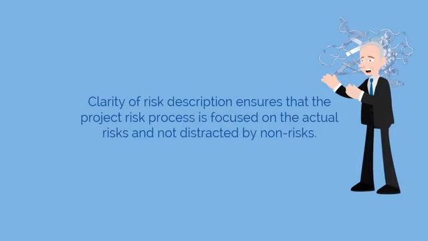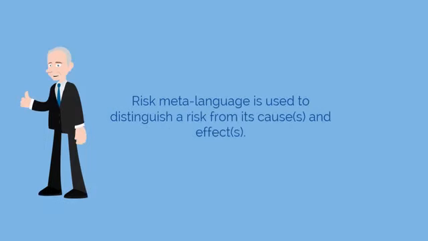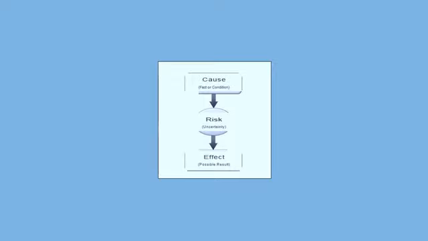Clarity of risk description ensures that the project risk process is focused on the actual risks and not distracted by non-risks. Risk meta-language is used to distinguish a risk from its cause or causes and effects. The diagram given here is a good representation of cause, risk, and uncertainty.